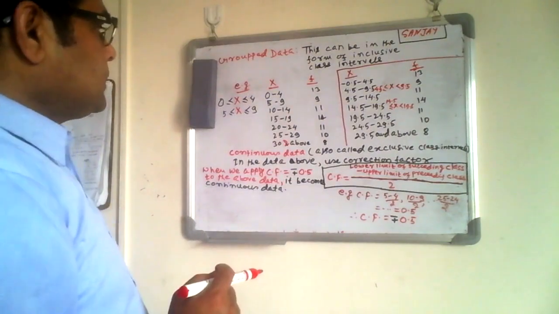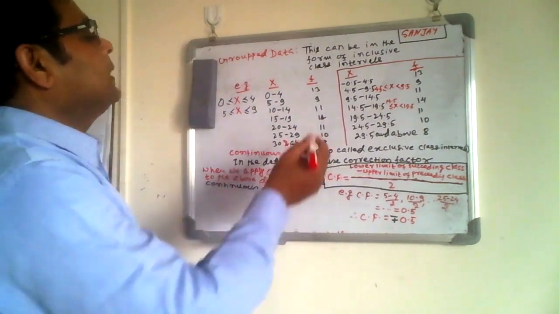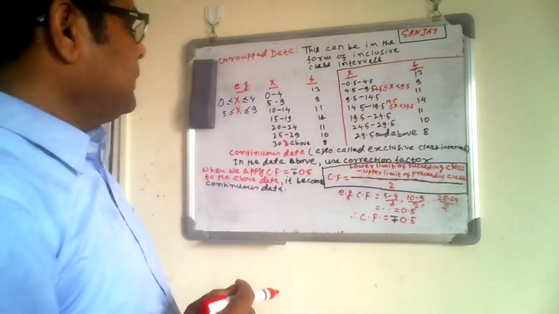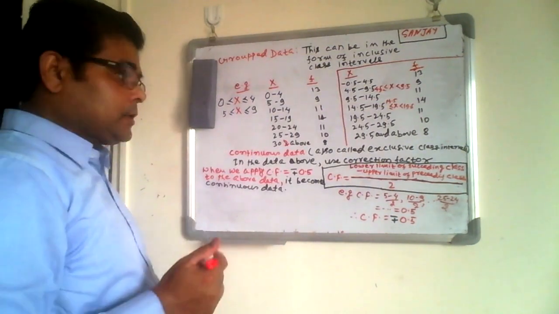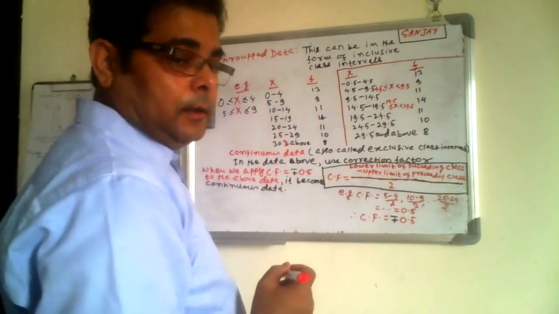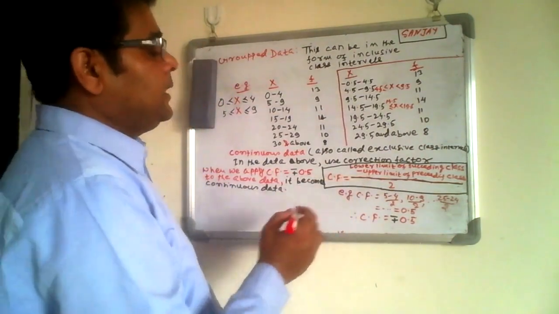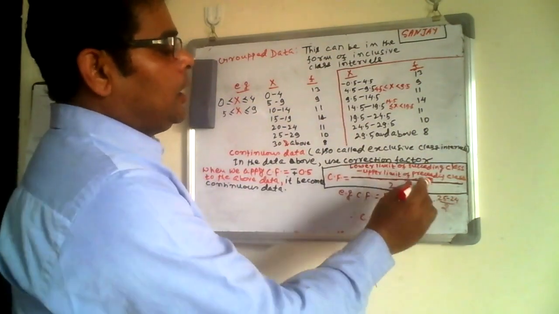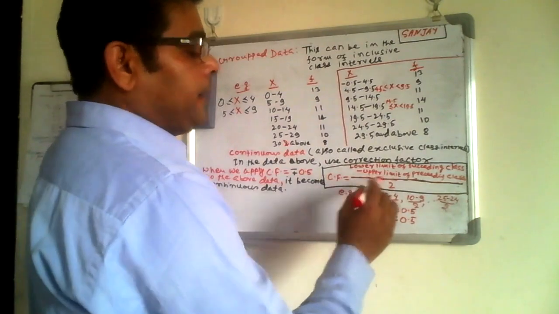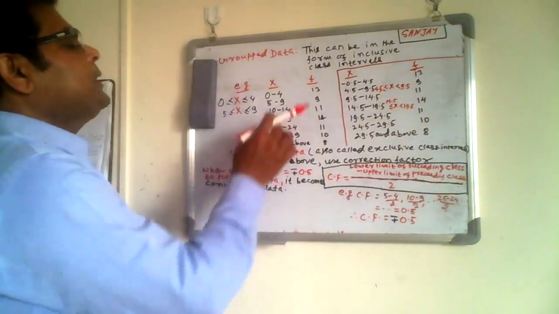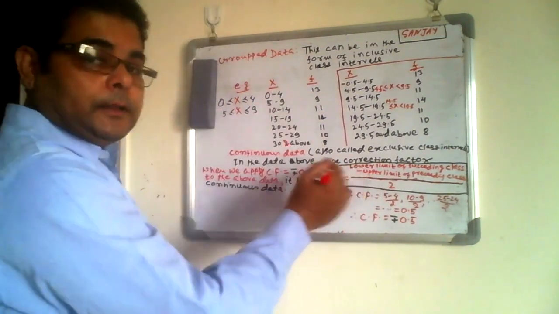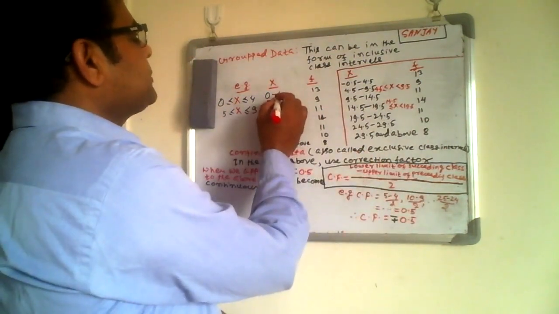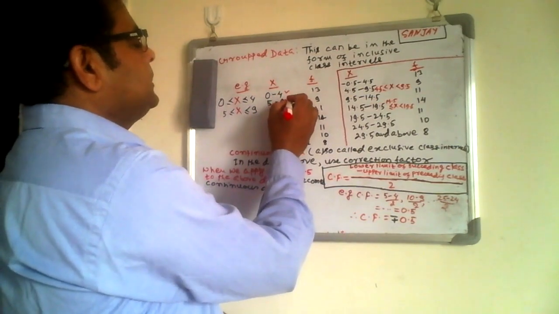Now we'll discuss how we can convert the grouped data into continuous data. There is a little adjustment that is called the correction factor. The correction factor is defined as the lower limit of the succeeding class minus the upper limit of the preceding class, divided by 2. So for example, if I apply this formula, this is the preceding class and this is the succeeding class.